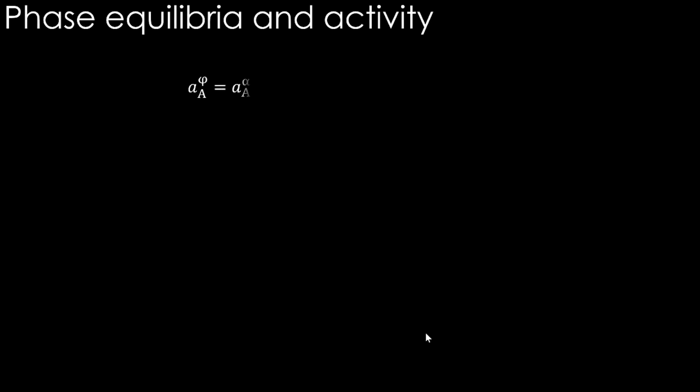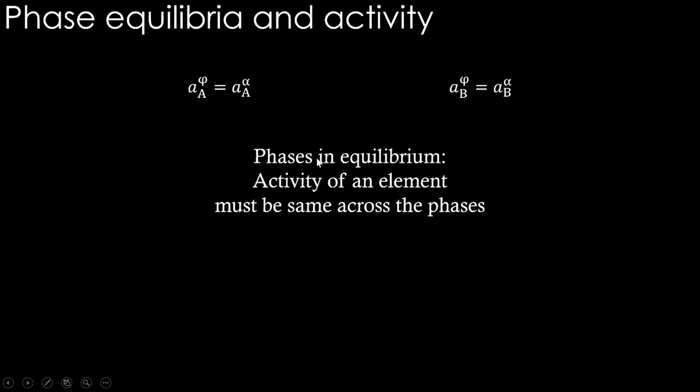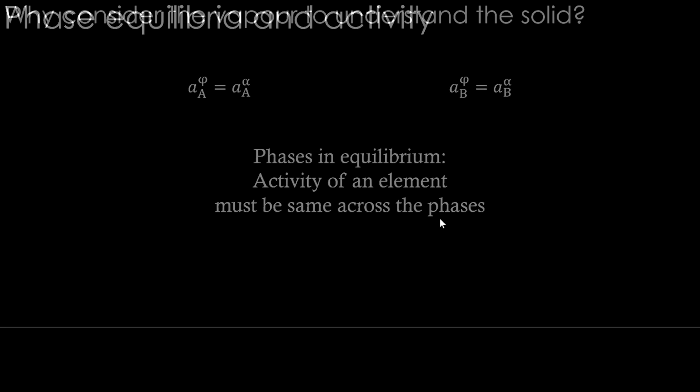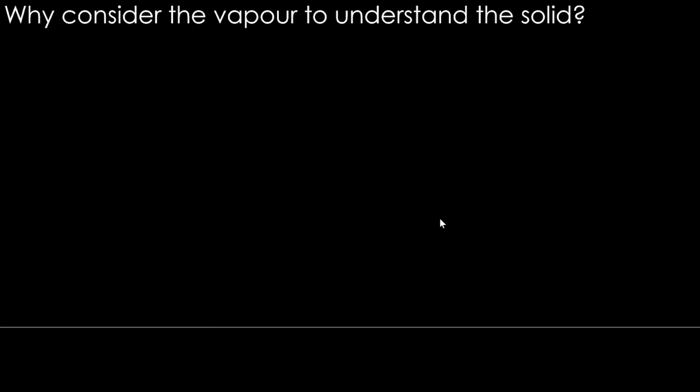Right. We can summarize this about the activity and phase equilibria. Activity of an element A in two different phases should be the same for these phases to be in equilibrium, alpha and phi. So for phases in equilibrium, the activity of an element must be the same across the phases. So this is about activity, but why did we consider this vapor to understand the solid? That would have been obvious by now, but by the next couple of slides it will become more obvious.